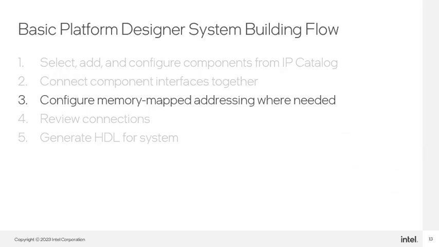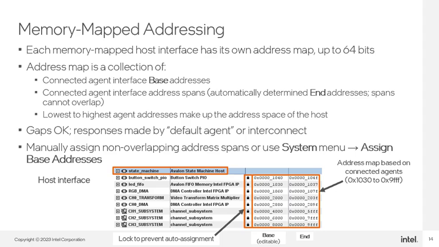With all the connections established, let's look at setting up address maps for memory-mapped interfaces. The final item that must be configured before reviewing and generating a system is the memory-mapped addressing for any component interfaces where it is required. You define the addressing for the memory-mapped or control plane portion of your system. Platform Designer supports up to 64-bit addressing. Each host interface has its own unique address map it uses to access the agents to which it is connected. The address span of a host interface is the collection of the address spans of all its connected agent interfaces.